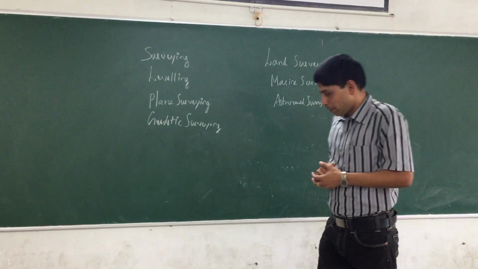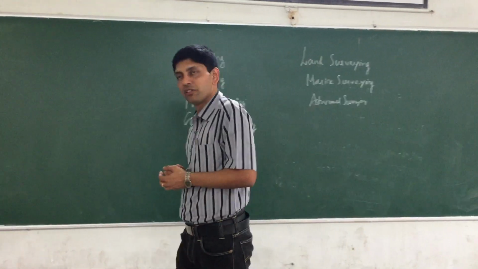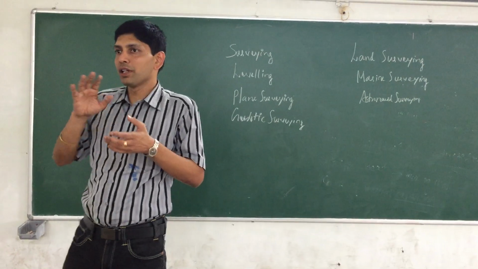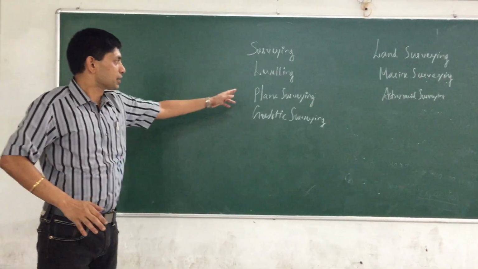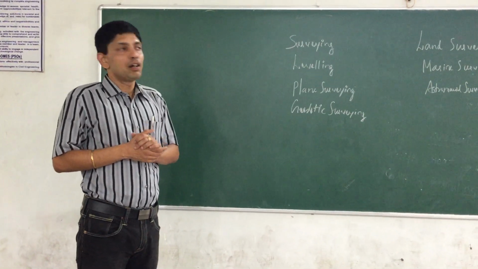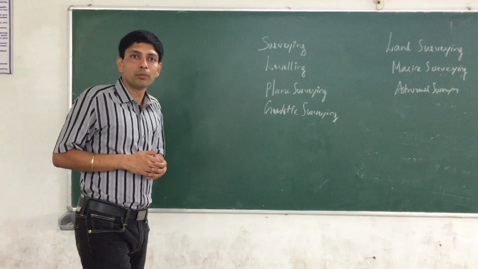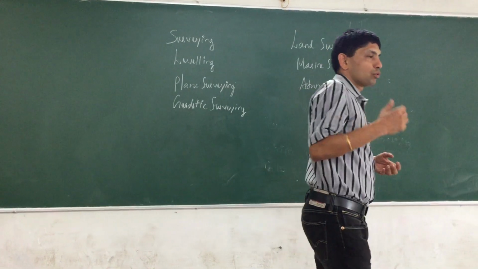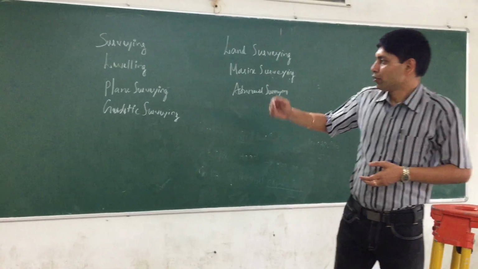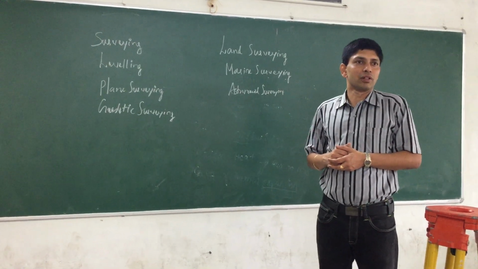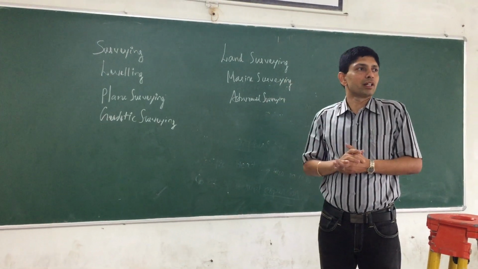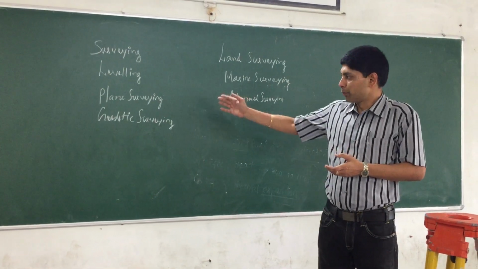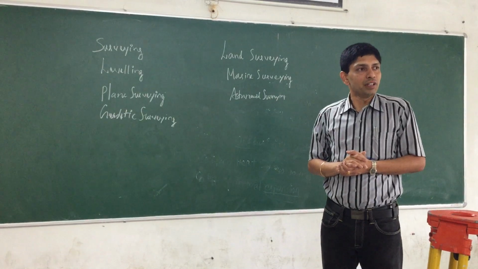And then comes plane surveying. In plane surveying, we will be considering only the normal surface of the earth. We will not consider the curvature of the earth. Whereas in geodetic surveying, we will be considering the curved shape of the earth. And in most surveying, we will be going for geodetic surveying, because if the survey is more than 1.5 kilometers, we will be considering the curvature of the earth.